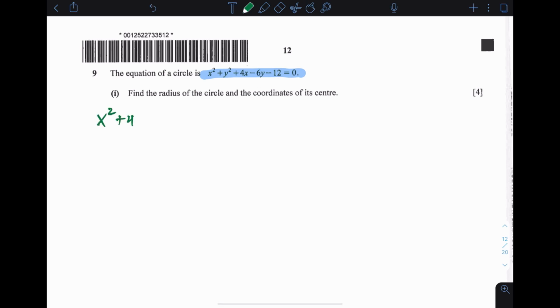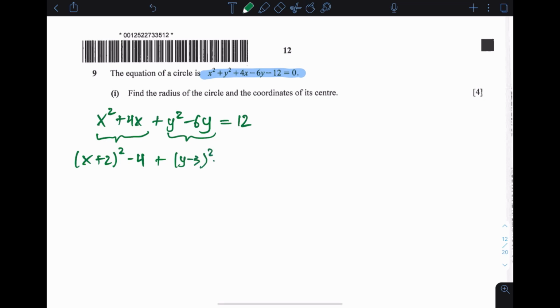Put down x squared plus 4x side by side, and then y squared minus 6y side by side. The 12 you can kick away to the right hand side. Now, completing the square of the x, you'll get bracket x plus 2 bracket squared minus 4. Y squared minus 6y, you'll get y minus 3 bracket squared minus 9. Hence I'll keep all the bracket squares together, these values, and then 4 and 9 together move to the other side, giving us 25.